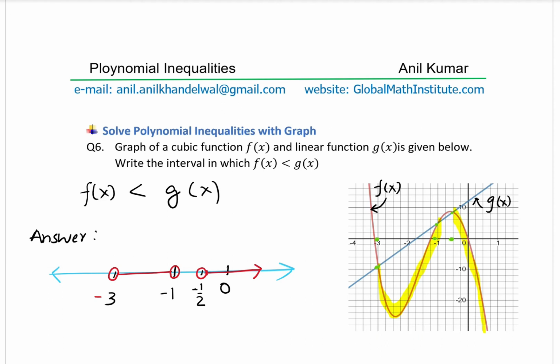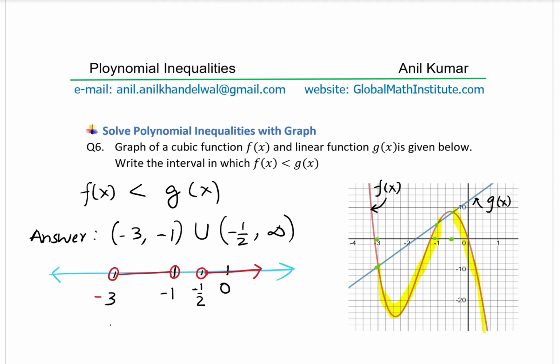You could also write this in other forms, right? So solve polynomial inequality with graph, and we have not mentioned, so we could write this also as in between minus 3 and minus 1 union minus half to infinity. Is that clear to you?